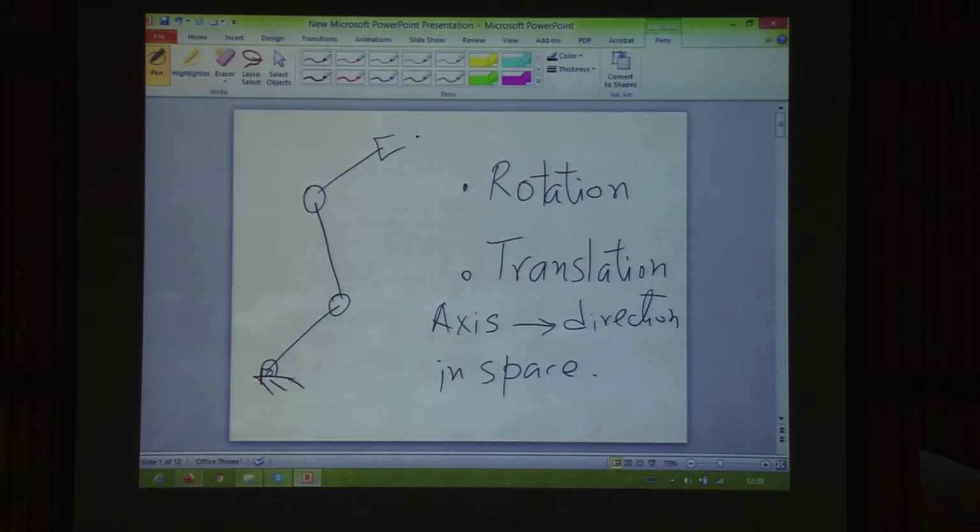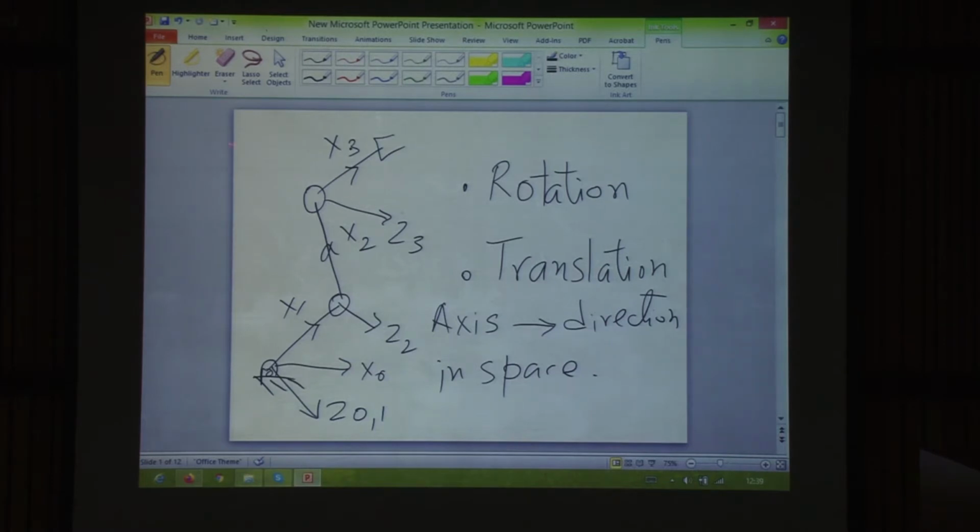Basically I have to assign frames to each of the joints. To the base joint I assign my frame 0, Z0 and Z1, which is not moving. My X0 is here, X1 is here. This is my Z axis, Z2, and sorry, this is X2. This is Z3 and this is my X3. I have assigned frames to each of the joints.